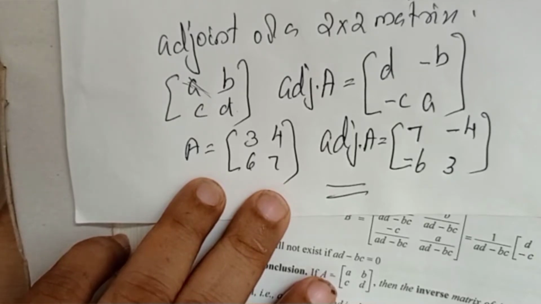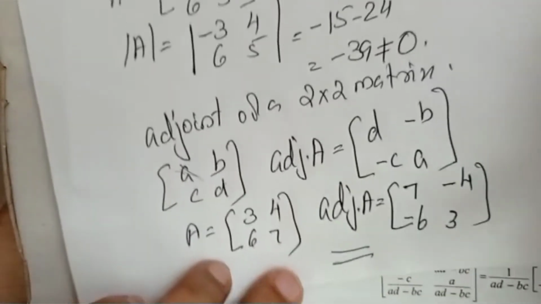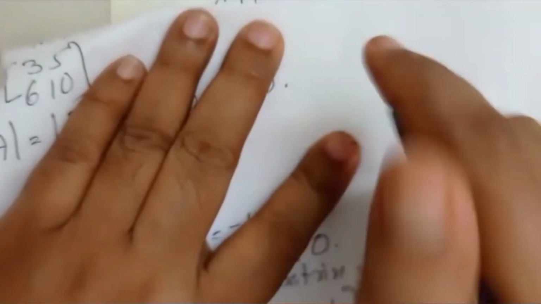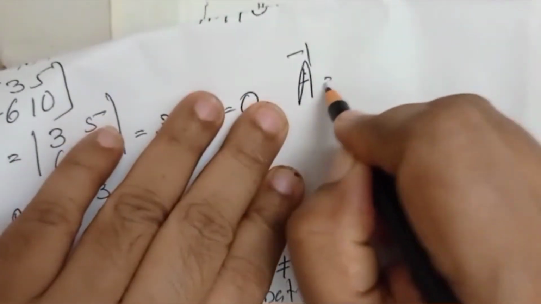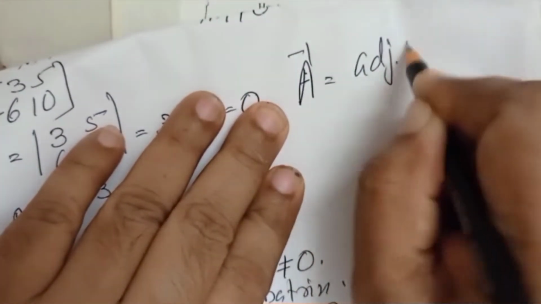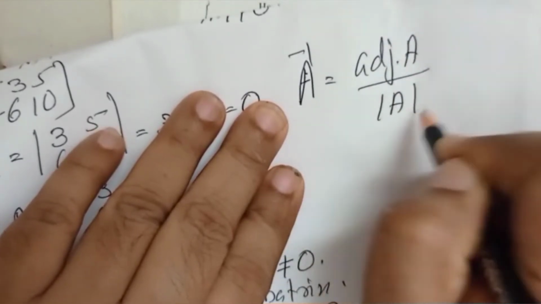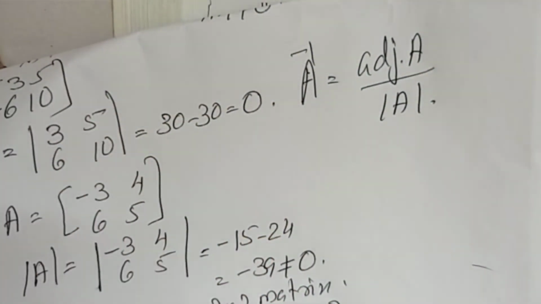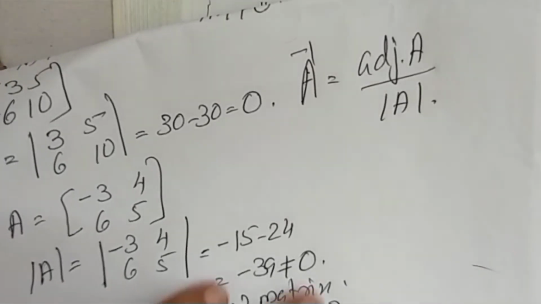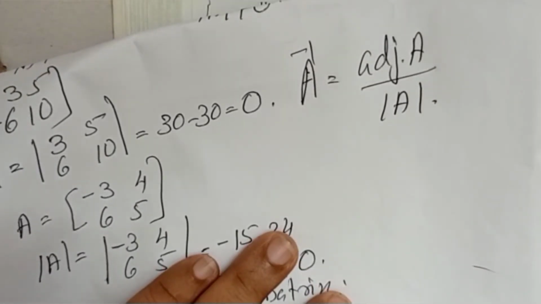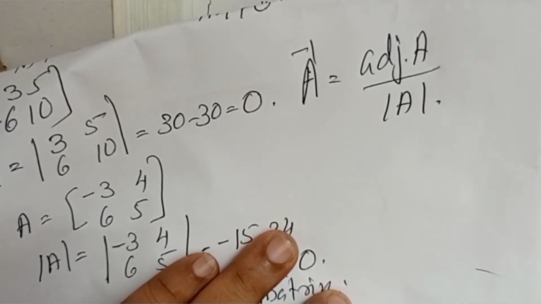Here our aim is to find the inverse of a 2 by 2 matrix. Write the formula: A inverse is equal to adjoint A by determinant A. All of you write it. Finished?